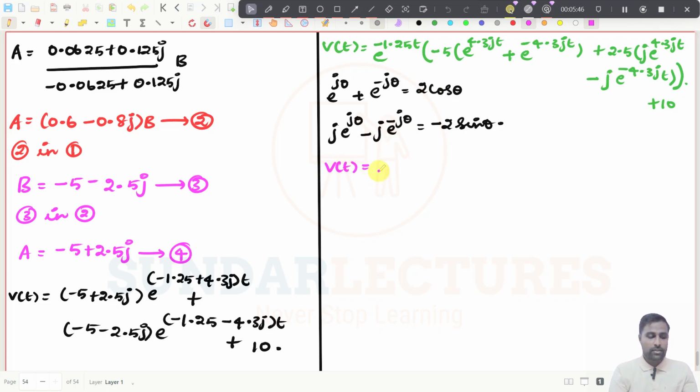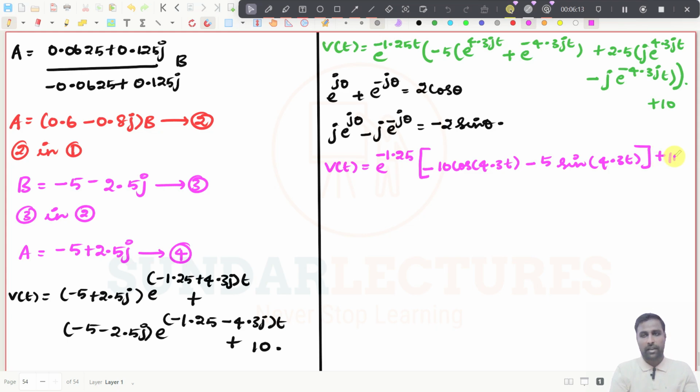What is v of t? So v of t will be equal to e power minus 1.25 t times minus 10 cos of 4.3 into t, and then minus 5 into sine of 4.3 into t, and then this whole expression will be plus 10. That's all. Now this is the final expression of the voltage stored in the capacitor, right?